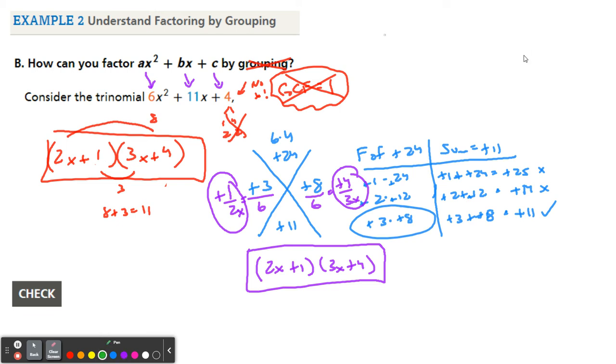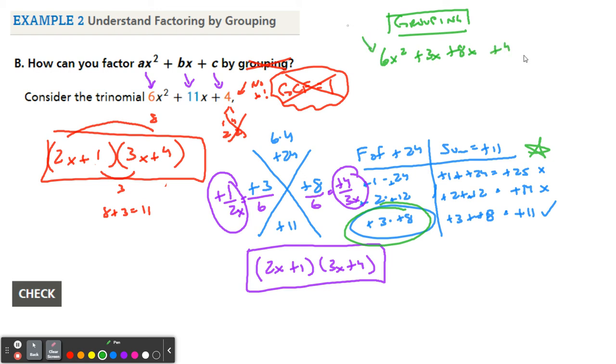So that's another way. The third way is by grouping, and I'll show you that up here. Maybe some of you like this method too. It involves this table, but once you get these two numbers, here's what you do. You write down 6x squared, and then you write these down as your middle terms, plus 3x plus 8x, and then you write down the c, so plus 4. You write down the ax squared term, you write down the c term, but then you have your two b terms broken apart.